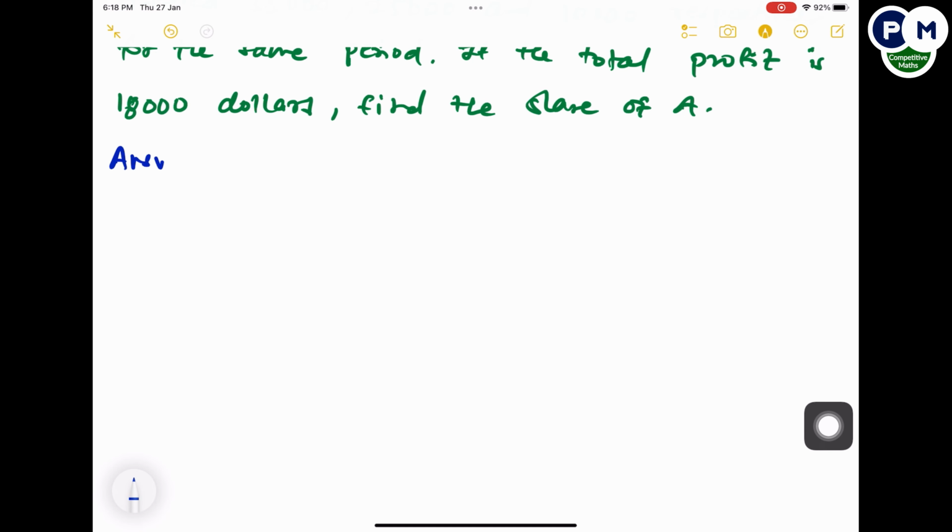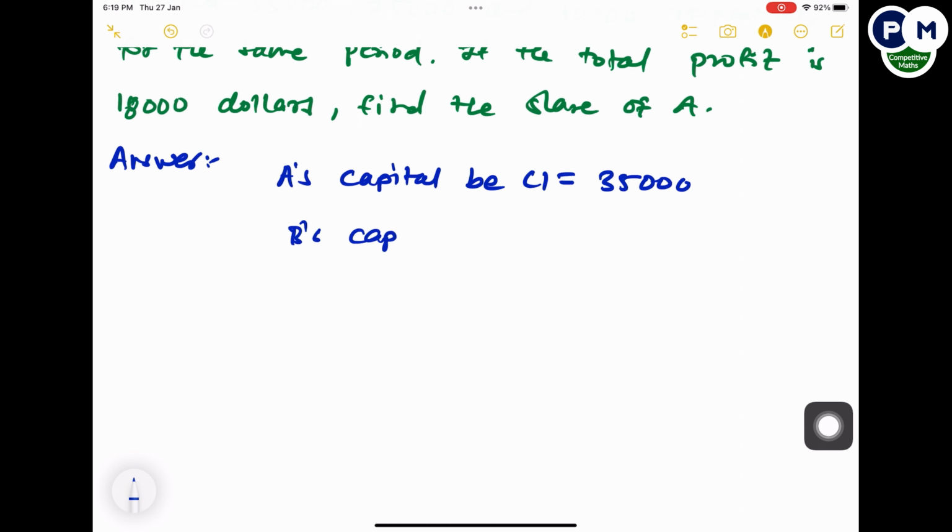A, B, and C are partners. They have invested $35,000, $25,000, and $10,000 respectively for the same period. If the total profit is $18,000, find the share of A.